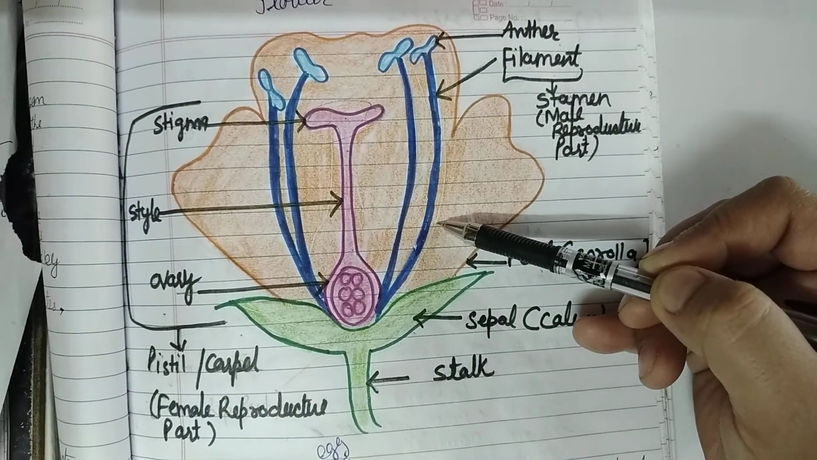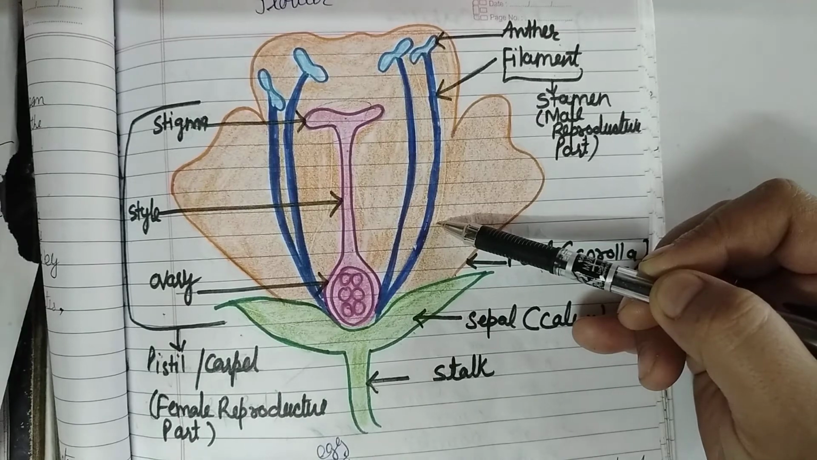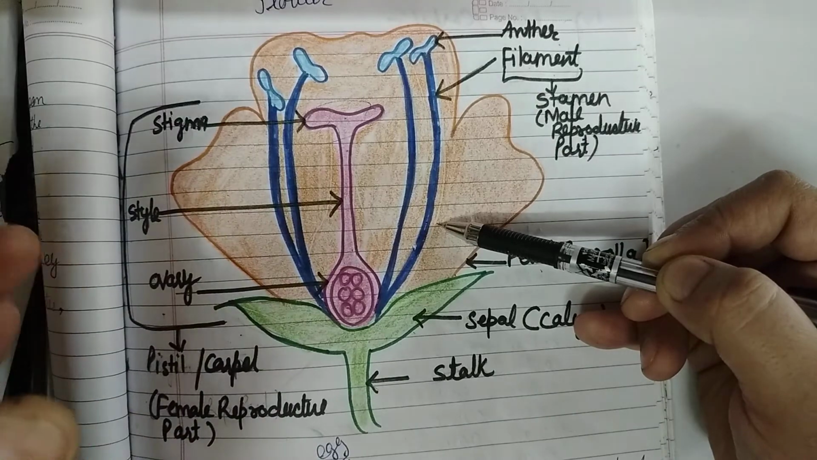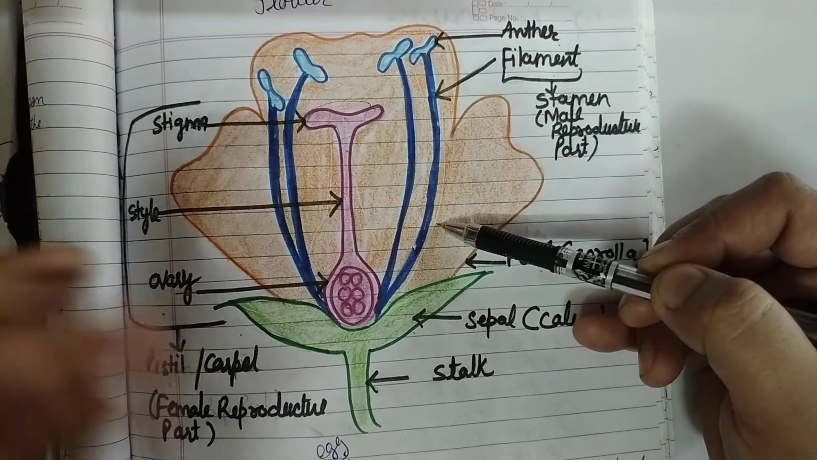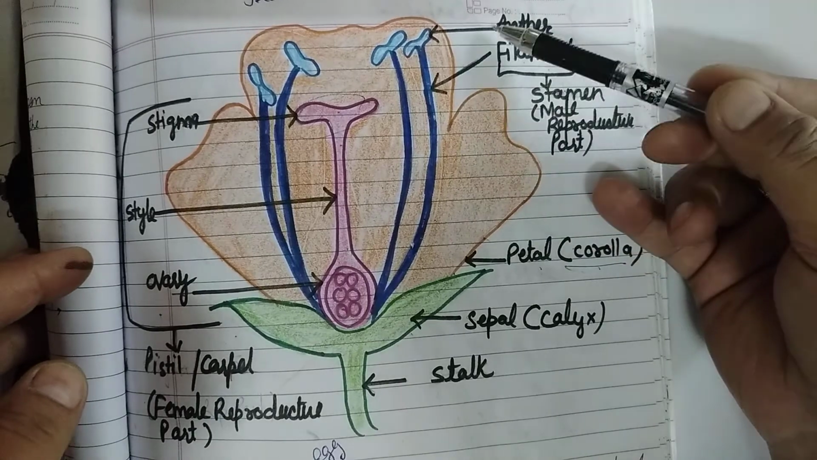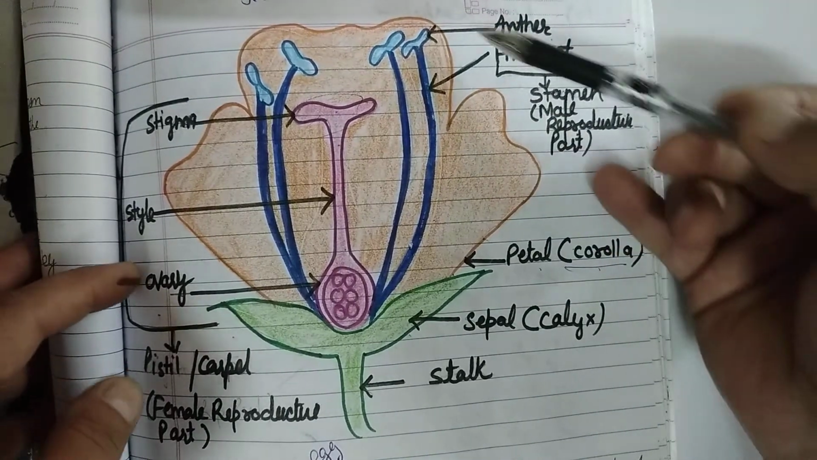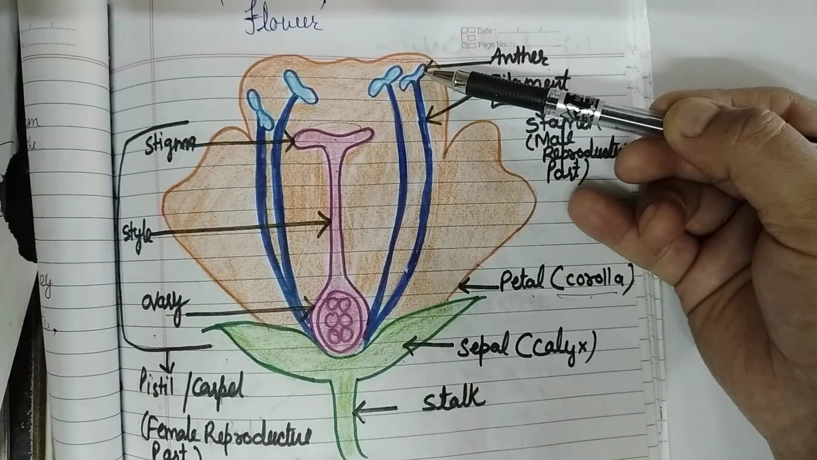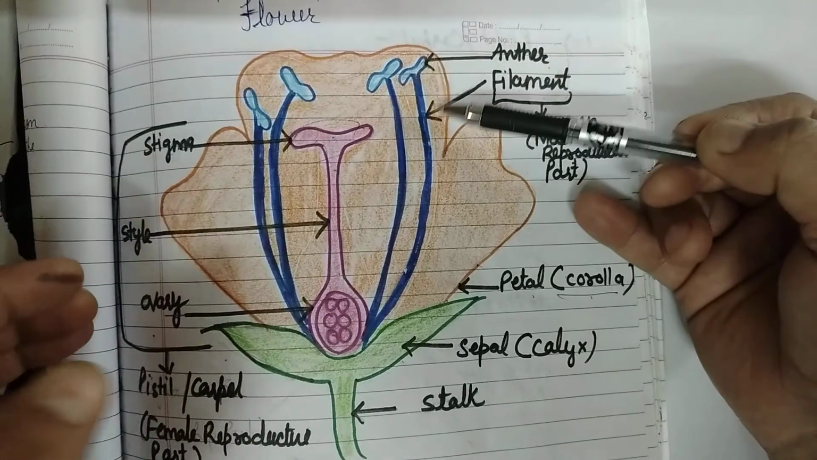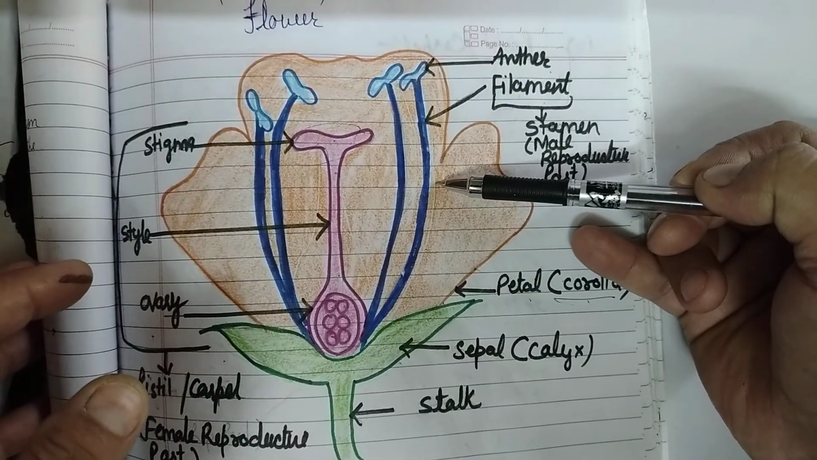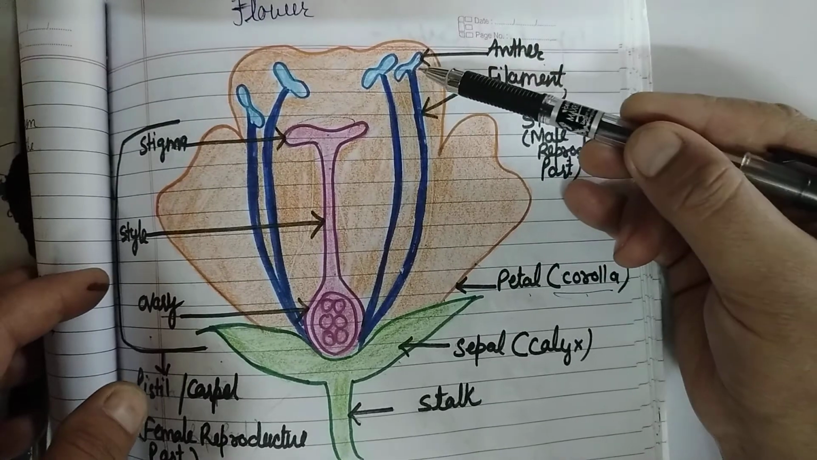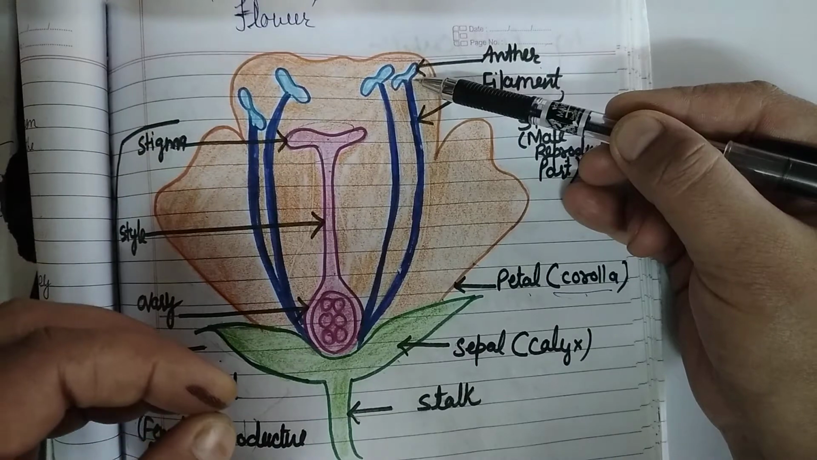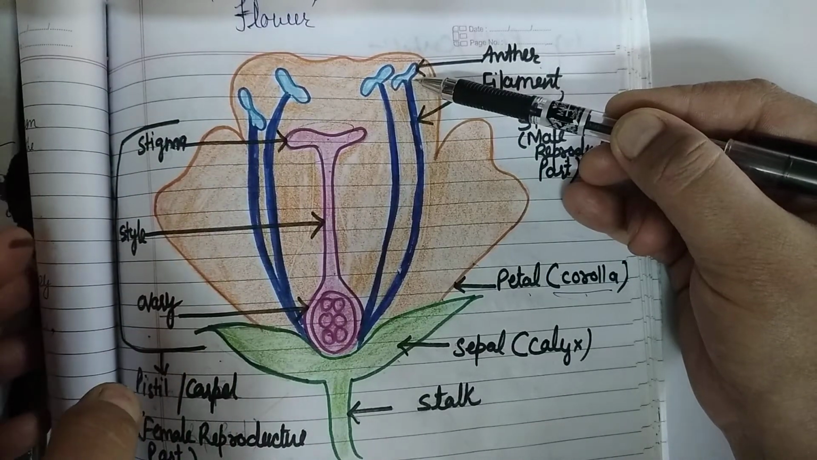It is the male reproductive part of the flower, and it has two parts, anther and filament. The swollen tip of the stamen is called the anther, and the stalk or long tubular structure is called the filament. And the anther contains pollen grains. Pollen grains contain the male gametes, and appear as a yellow powdery substance.